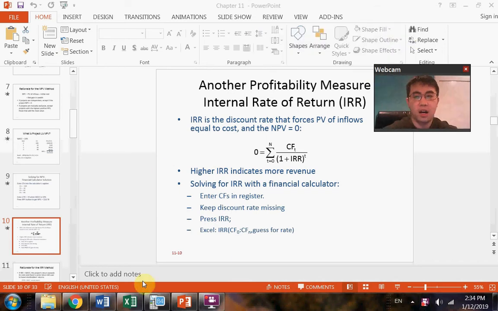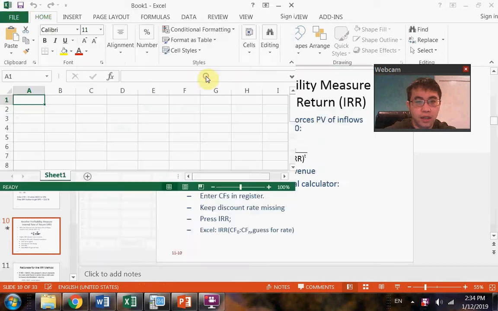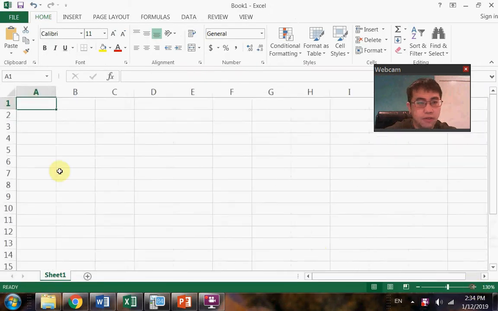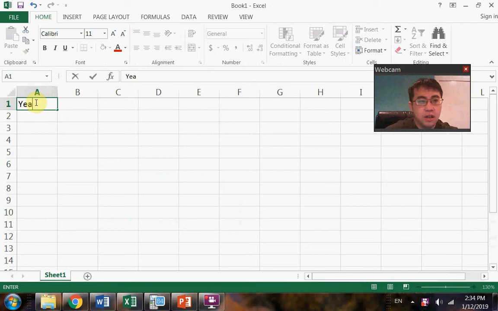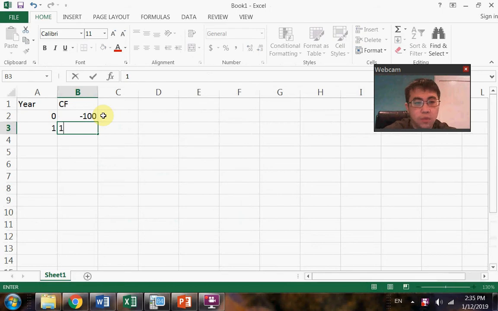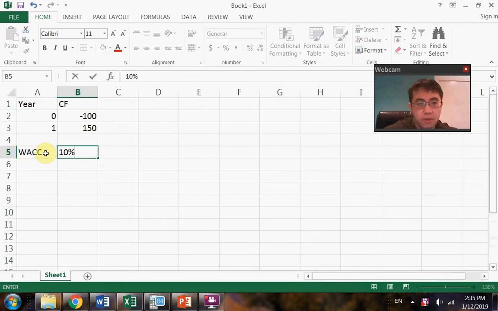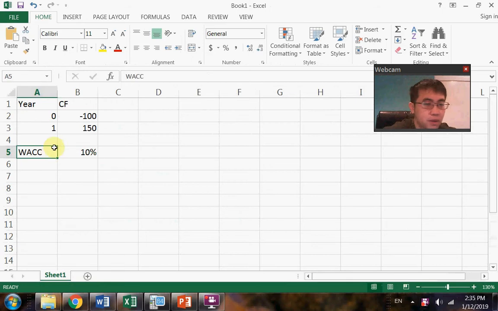So talking about the IRR, I would use a very simple example. I just opened up my Excel file, and here I just give you a very simple project. I say this is the year number, and this is your cash flow, and this is a 2-year project. Up front, it requires you to invest $100, and then in year 1, you would get $150 back. And let's say the cost of capital for this project is 10%. Okay, this weighted average cost of capital is 10%.